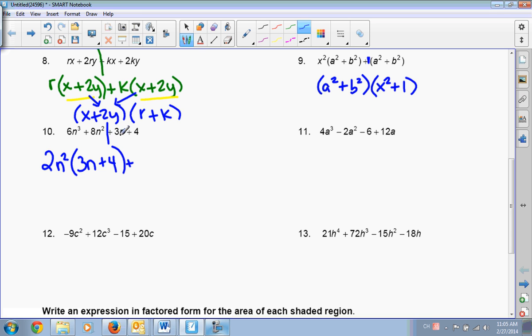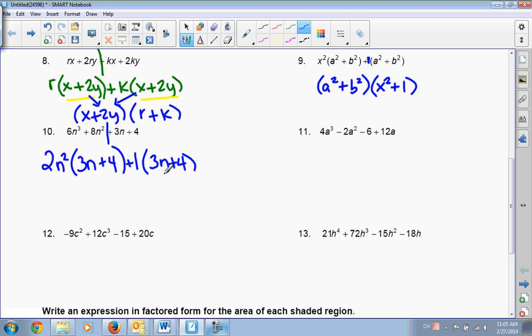Plus, do 3 and 4 have anything in common? Except for 1. And do they have any n's in common? No. So the only thing they have in common is 1, and you want to write that. You've got to write the 1. And then basically what's left over? 3n plus 4, the whole thing, right? Because we didn't pull anything out.